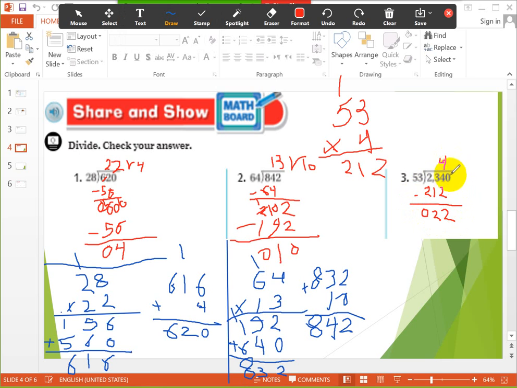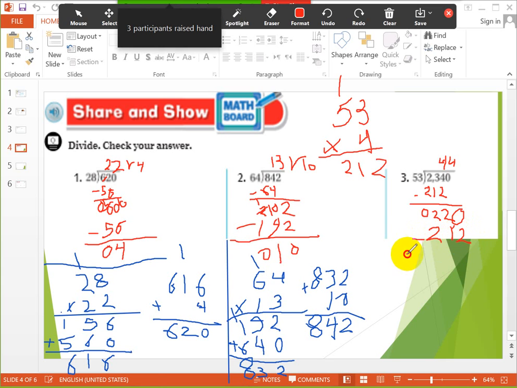Now what I have to do, I have to regroup the numbers. So I will take the 0 and put it next to the number. So it will be 220. Now 220 divided by 53. What is the number? I think also it will be 4. 4 multiply 53. This is the same multiplication. So it will be 212.